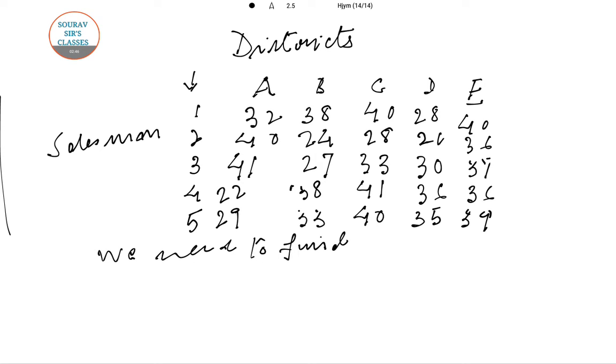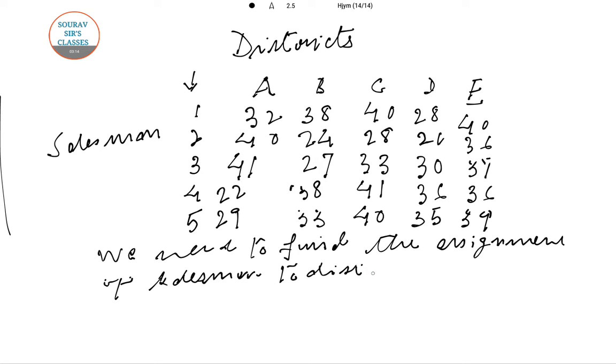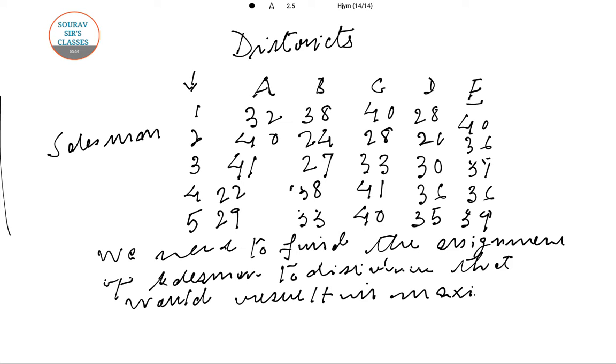We need to find the assignment of salesmen to districts that would result in maximum sales. See, there are 5 districts, and what is our aim? What is being asked is that we need to find the assignment of salesmen to districts that would result in the maximum sales.